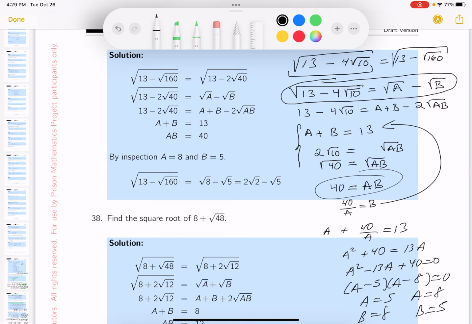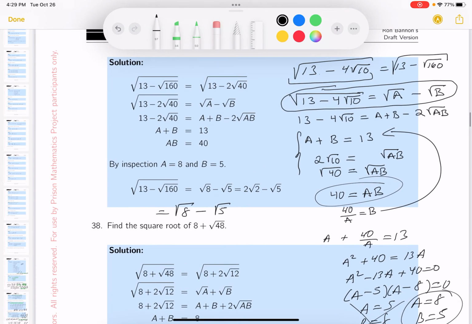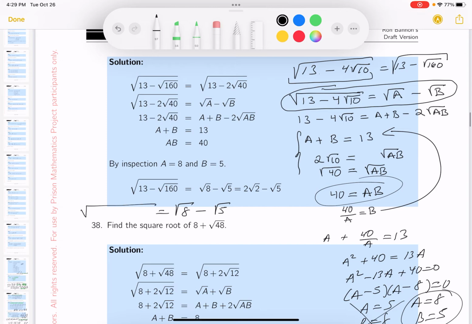these are principal roots. So the root A minus root B must be positive. So it can't be this one, because if I write this down, this is root 5 minus root 8. That would be negative. So it can't be this one. So it's got to be this one. So what's that mean? It's going to be the root of 8 minus the root of 5. So that's going to be the square root of 13 minus root 160.